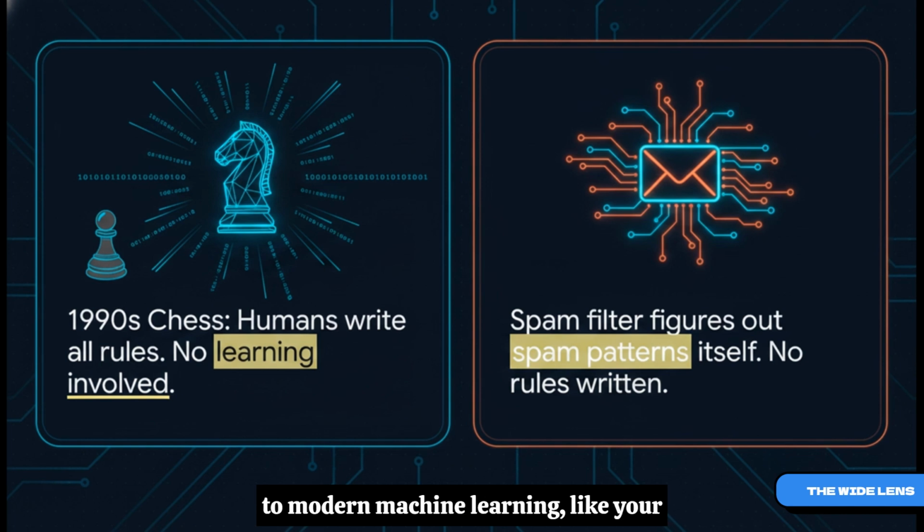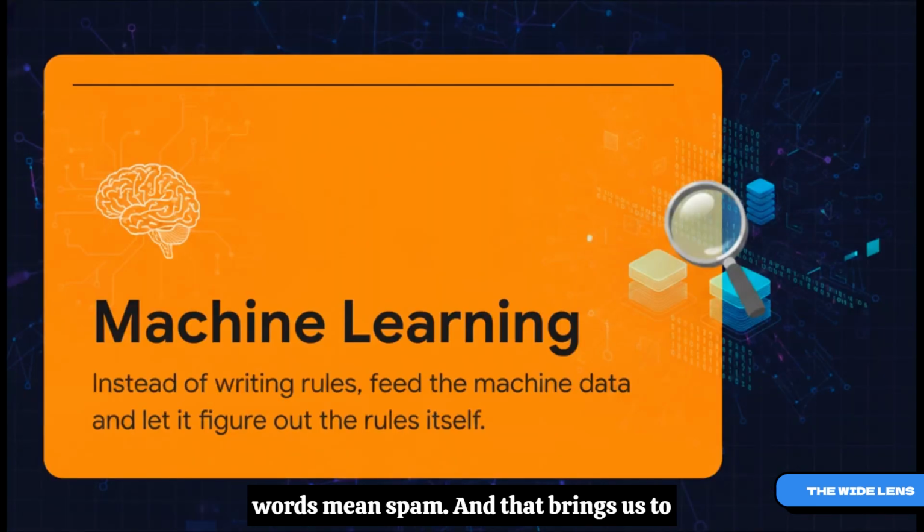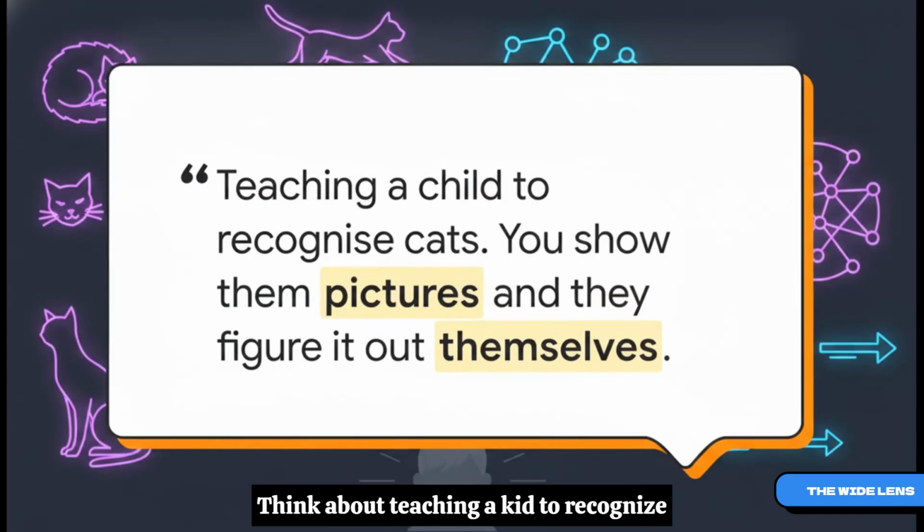Now compare that to modern machine learning, like your email spam filter. A spam filter is shown, say, 10,000 spam emails and 10,000 normal emails, and it just figures out the patterns all by itself. No human sat there writing rules about exactly which words mean spam. And that brings us to machine learning, or ML, a specific subset of AI. It's this crucial, game-changing shift from programming rigid rules to feeding a machine examples. Instead of a human hard-coding the instructions step by step, we feed the machine data, and we let it figure out the rules itself.